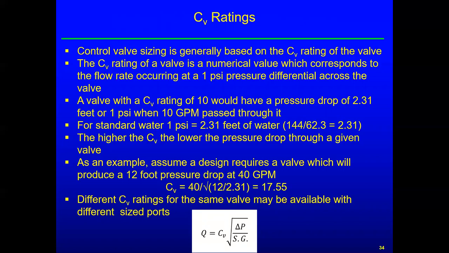Okay. The higher the CV, the lower the pressure drop for a given flow rate in a given valve. As an example, assume a design requires a valve which will produce a 12-foot pressure drop at 40 GPM, so you can solve the valve equation like we're showing there: 40 divided by the square root of 12 feet. We're dividing by 2.31 to get it into PSI, and we're assuming the specific gravity is 1.